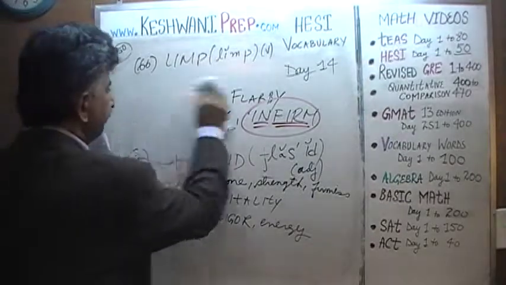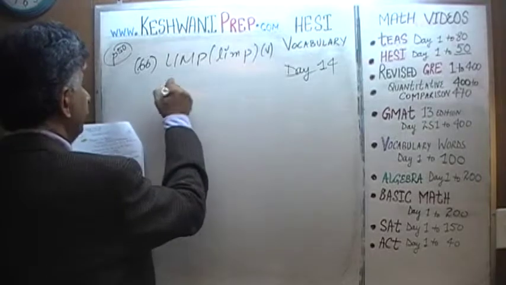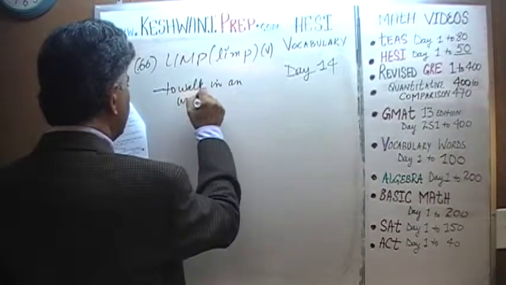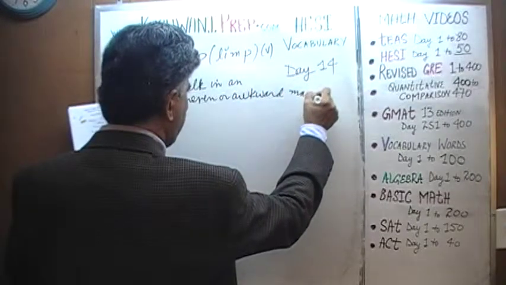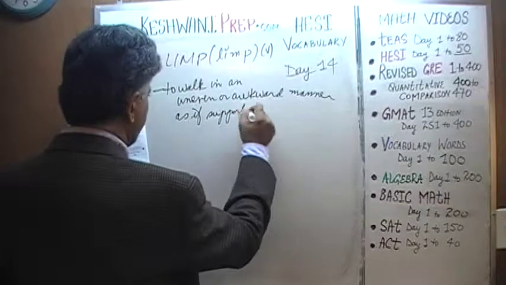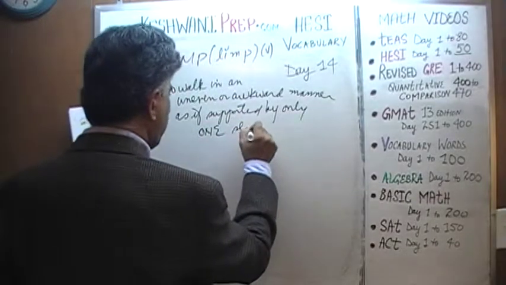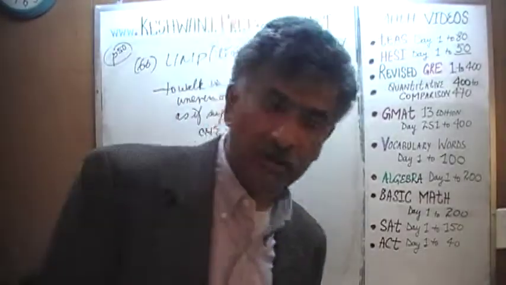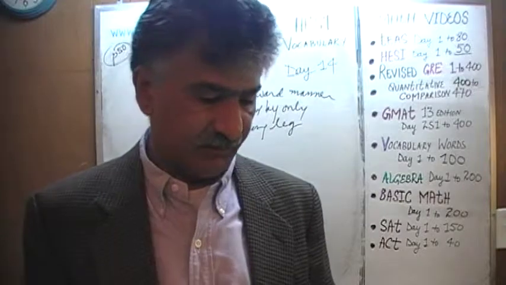Well, you know what it means to limp. It means to walk in an uneven or awkward manner, as if supported by only one strong leg, because the other one is weak. So if I'm walking, I'm being supported by just one leg. That's because something is wrong with the other leg, and I'm limping. It's a very simple word. I know that for a native speaker, it's a very simple word.